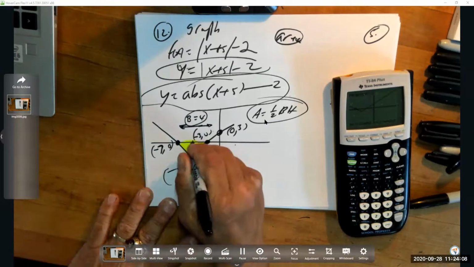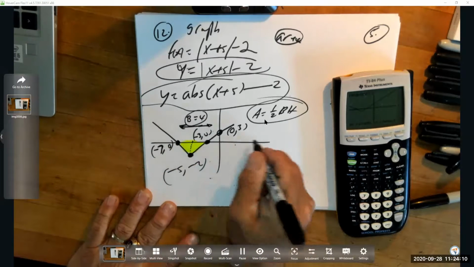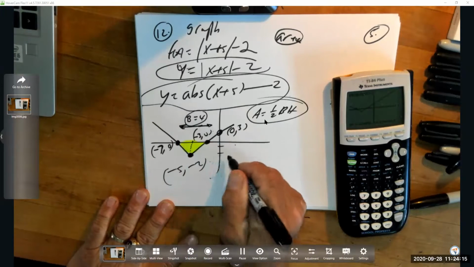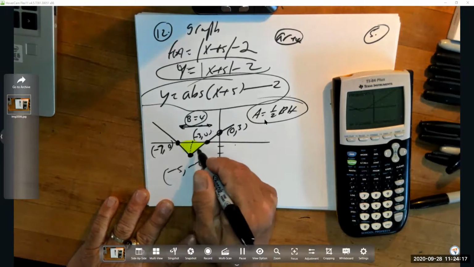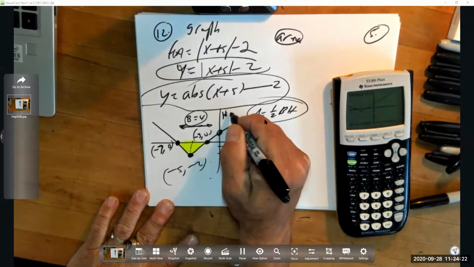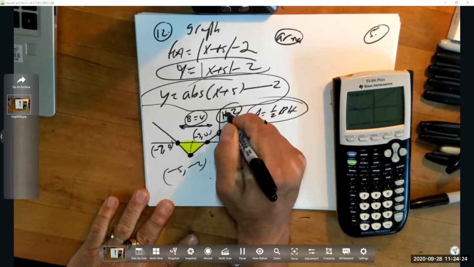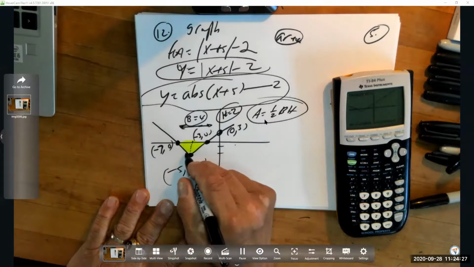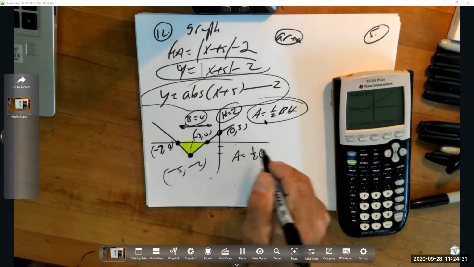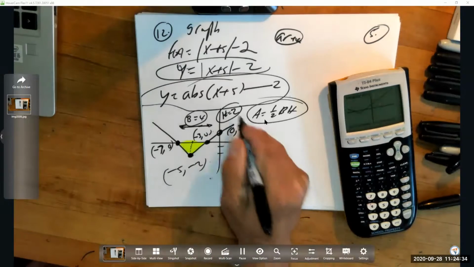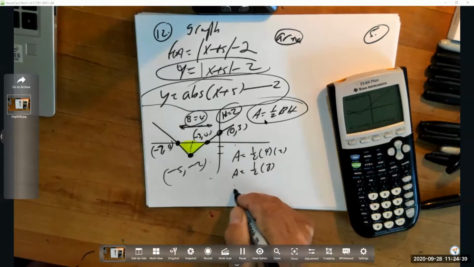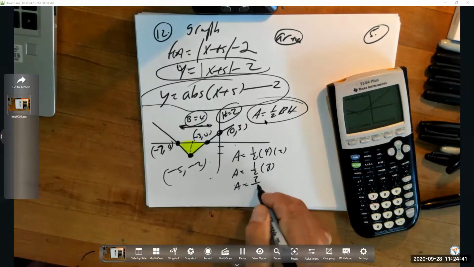The height, see this down the line right here? I had to go -5 and down 2 spaces. From here to here, it's gonna be 2 spaces. So that means the height is gonna be 2 spaces, because it goes 1, 2. So now, area is 1/2, base is 4, height is 2, so area is 1/2 of 8. So it's gonna be 8/2.